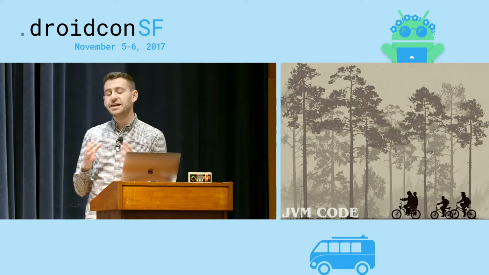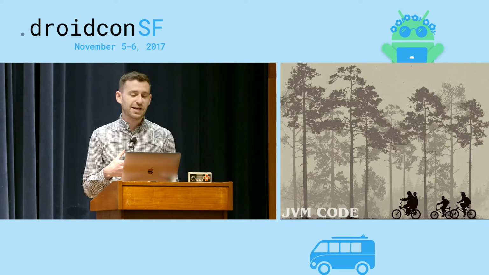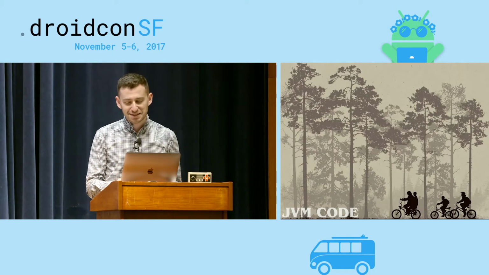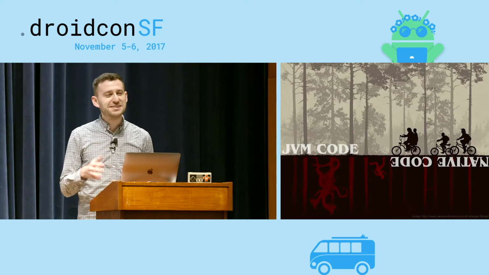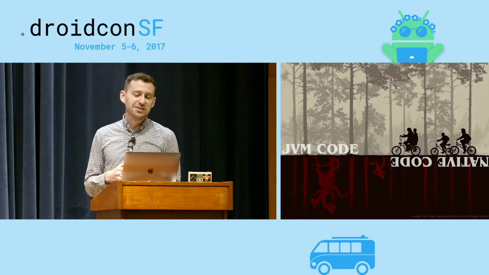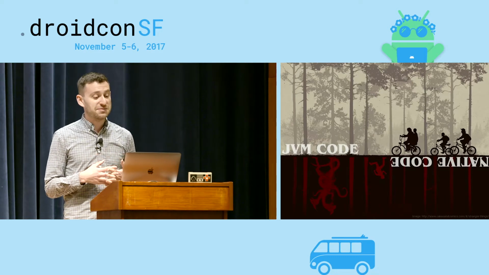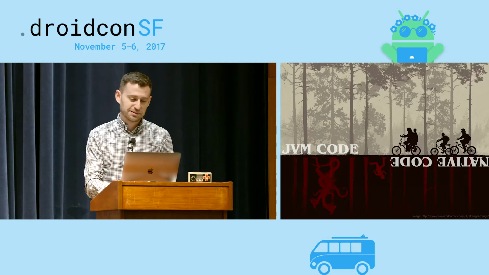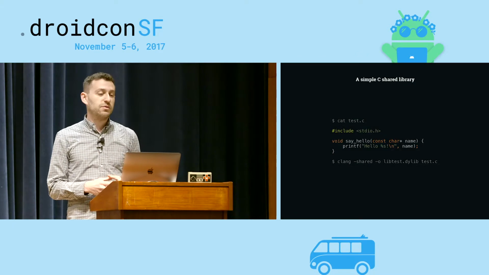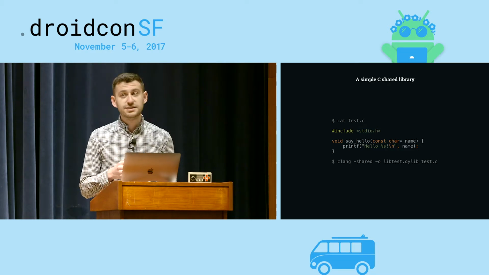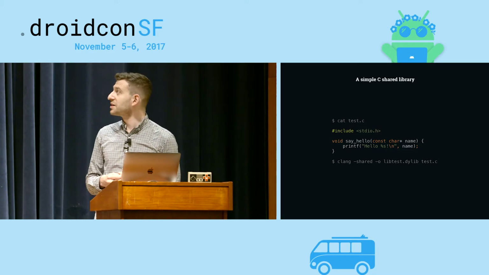Now, I like to think of high-level JVM code as sort of being the world that we're all used to. It's safe, we know what to expect. And meanwhile, native code is the upside down, where anything can happen and there are monsters everywhere. So I went into this project feeling very intimidated, and let's explore together how scary this really is. So let's start things off with a very simple C shared library. This library has one function that takes in a name, and it prints the name to the console and says hello.